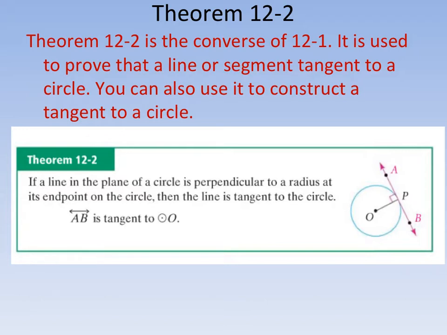So this theorem says that if a line in the plane of a circle is perpendicular to the radius at the endpoint on the circle, then the line is tangent to the circle. So we can conclude that since there's a right angle, AB would be tangent to the circle. So essentially what it's saying is that if a line is perpendicular to the radius, then it's a tangent.